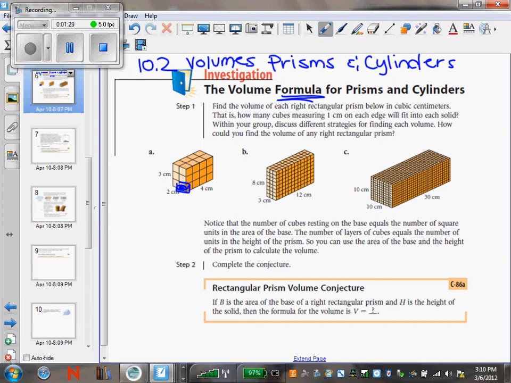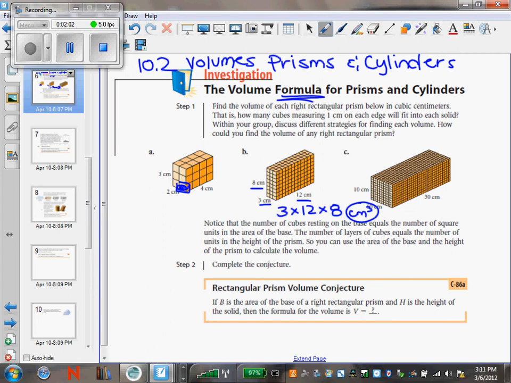So if your rectangular prism is 3 by 12 by 8, how many of those little cubes does it take to fill it up? Well, you would take 3 times 12 times 8, and that would give you the volume. And because it's centimeters times centimeters times centimeters, our final answer will be centimeters cubed, or whatever our units are, cubed.